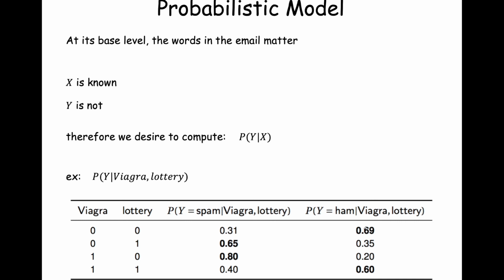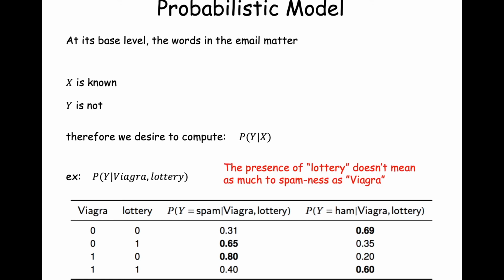So we see these different probabilities associated with our conditional distribution, probability of y, our target, given each one of our feature vector instantiations, for the different instantiations we have for features depicting the presence of the word Viagra and the presence of the word lottery.